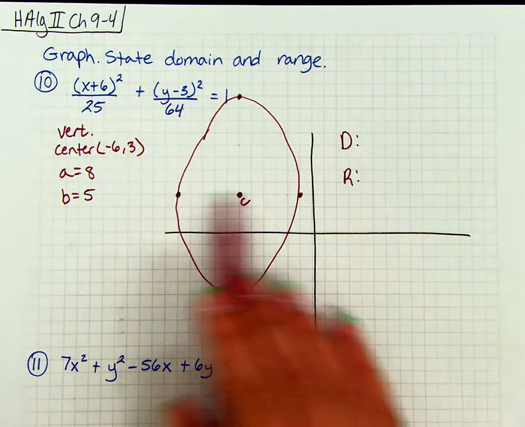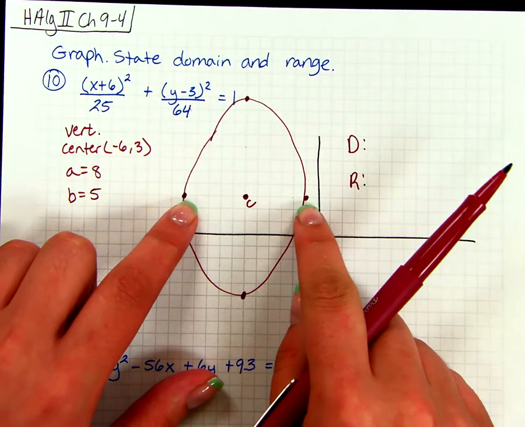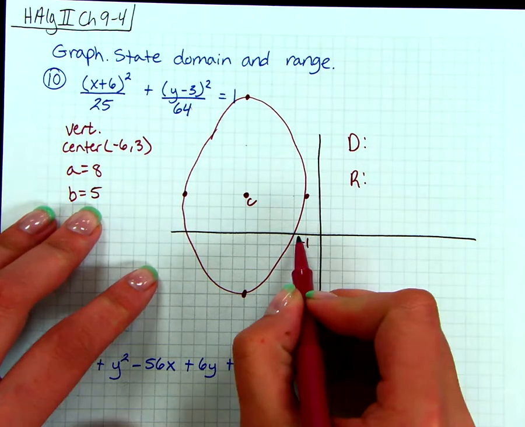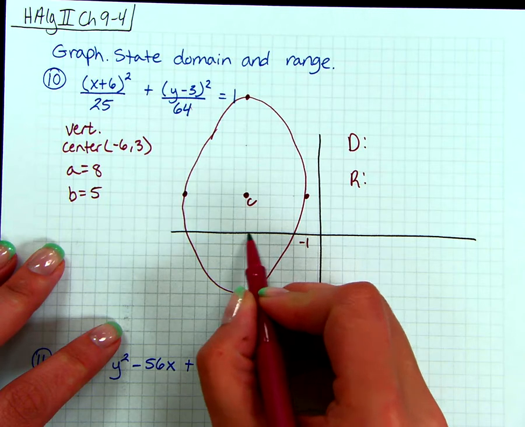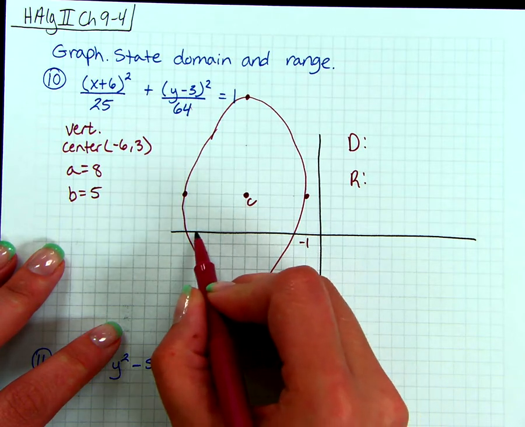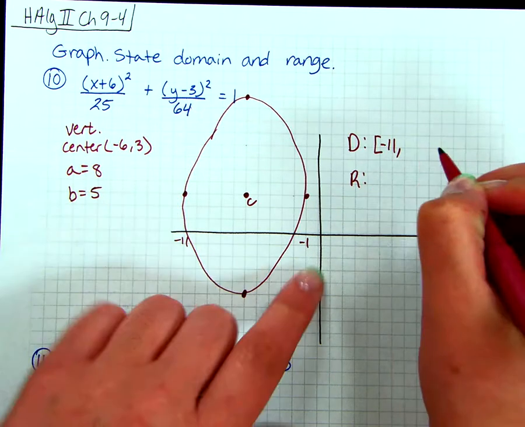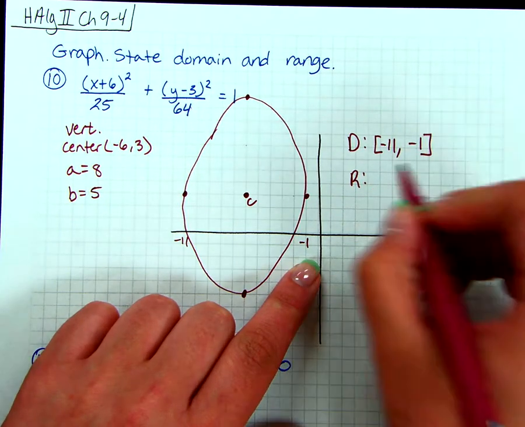So again, domain is this way. So we just need to identify the x values here. So let's see. So that's -1, 2, 3, 4, 5, 6, 7, 8, 9, 10, 11. So this is going to go from -11 to -1 for the domain.